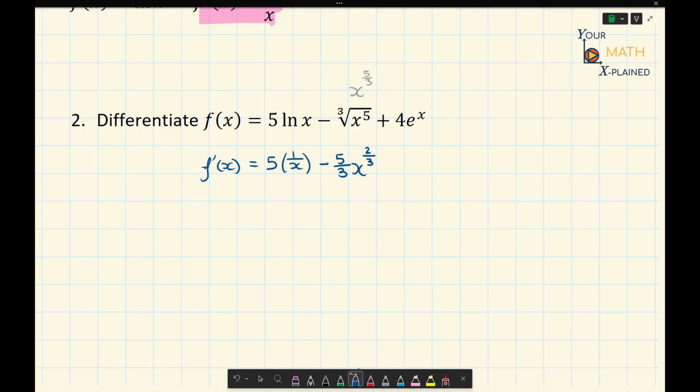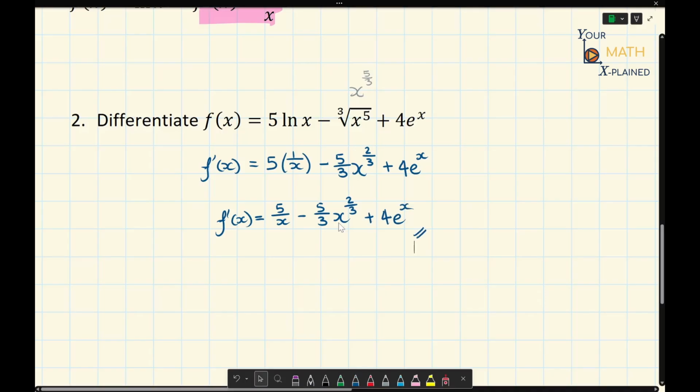And then the last term here is 4 times e to the x, so that's going to be 4 times the derivative of e to the x, which is still e to the x. So therefore, our answer for this question is f prime of x is equal to 5 over x minus 5 over 3 times x to the power of 2 over 3 plus 4 times e to the x. And feel free to just leave your answer as a fractional exponent. You don't need to change it back to radical form.